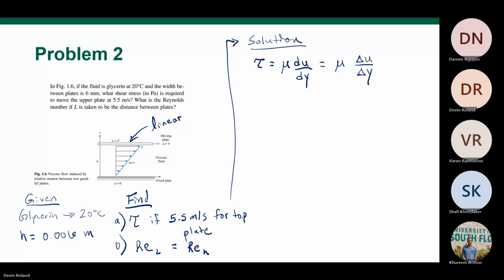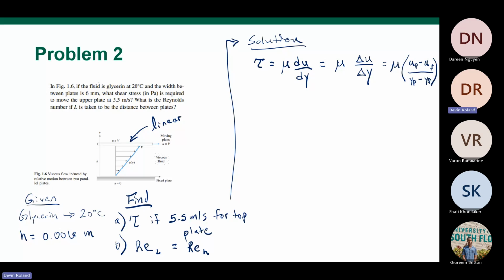So if we had a quadratic profile, then you'd have to somehow get the equation for that velocity profile, and then you could take the derivative. But in our case, we'll just rewrite it as delta u over delta y. So delta u is going to be the u at the plate, we'll call it u sub p, u plate, and then we subtract out uf for the fixed plate, and then divide that by yp, y at the plate, minus yf, y fixed.